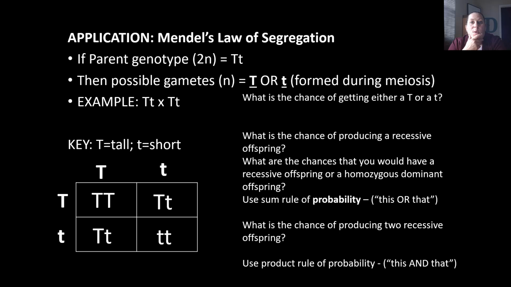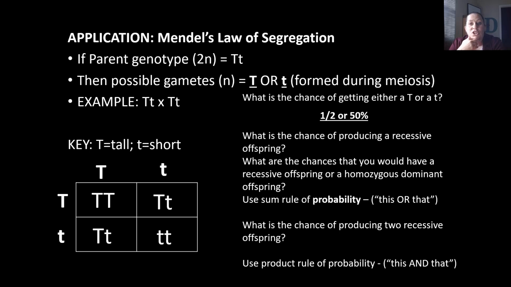All right, so I got a couple of questions here. What is the chance of getting either a big T or a little t? Well, it's half, right? So it's a 50% chance. Because if I have a big T and a little t both being present, I only have 2 alleles, there's a 50% chance I'm going to get a big T, and there's a 50% chance I'm going to get a little t.